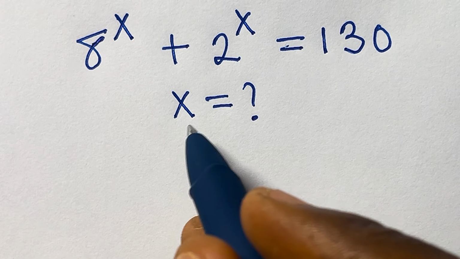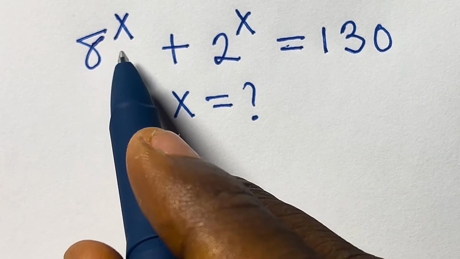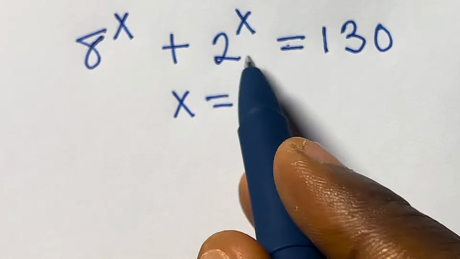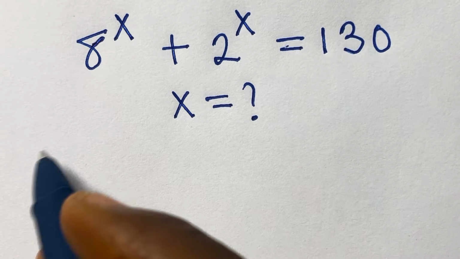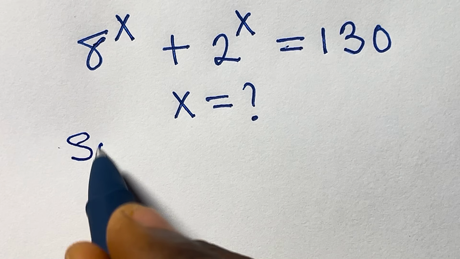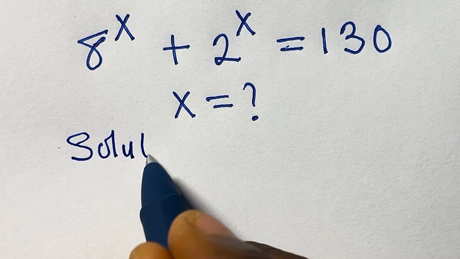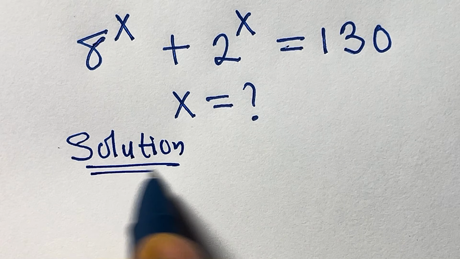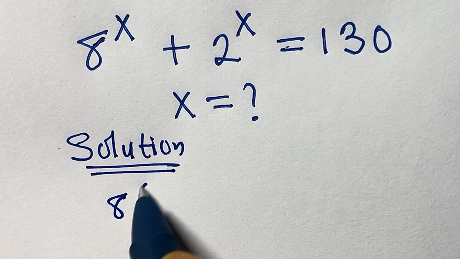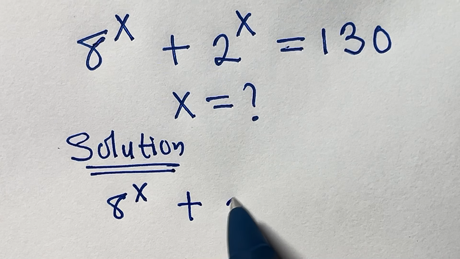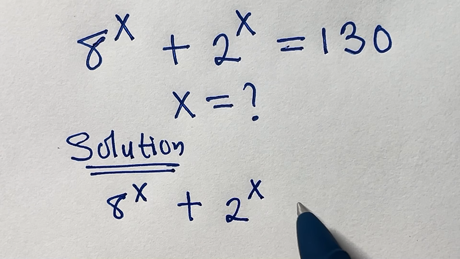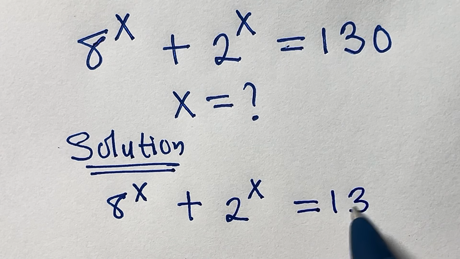Welcome. We want to solve for x in 8 raised to power x plus 2 raised to power x equals 130. Let's say solution. We have 8 raised to power x plus 2 raised to power x equals 130.